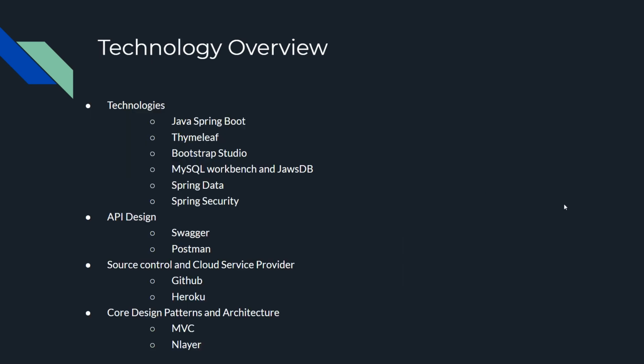Just a technology overview, we decided to use the Java Spring Boot framework because, one, it was a class requirement, as well as my favorite web framework. This was used for our backend as well as front-end design. We used Thymeleaf to handle passing models between views. All UI was designed through Bootstrap Studio, and we used MySQL Workbench to design the database, and we hosted it through JawsDB on Heroku. We used Spring Data to access the database, as well as Spring Security to secure the application. API design and documentation was done through Swagger, and all API testing was done through Postman.